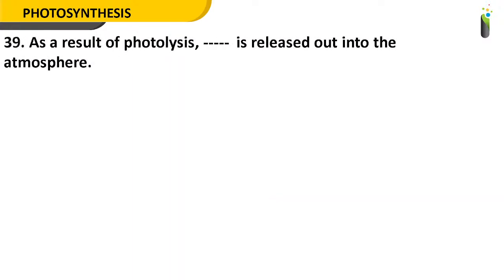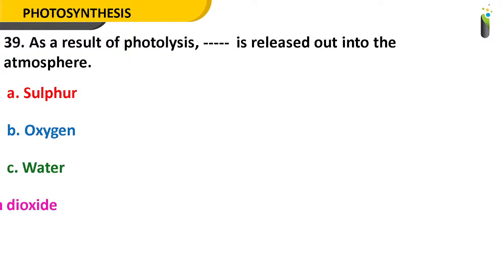Coming to the next question, number 39. As a result of photolysis, dash is released out into the atmosphere. A. Sulfur. B. Oxygen. C. Water. D. Carbon dioxide. Quite an easier question. Photolysis of water. You know what photolysis is, right? So what is released out into the atmosphere as a result of photolysis? Well, the answer for this question is oxygen.